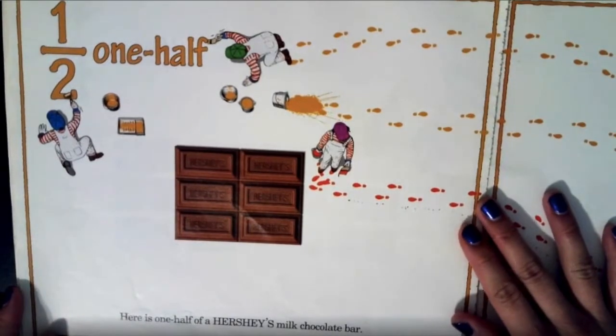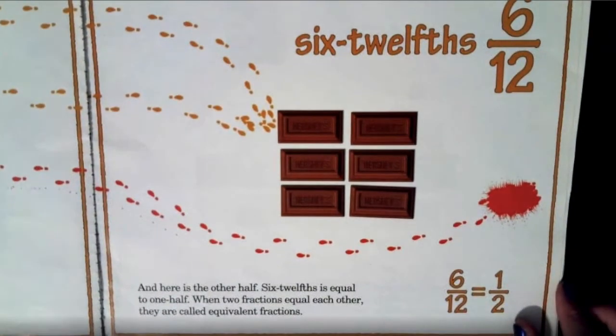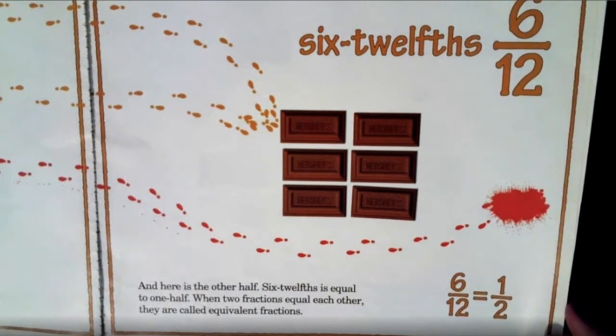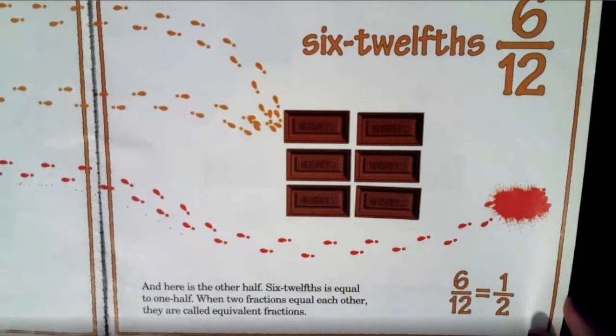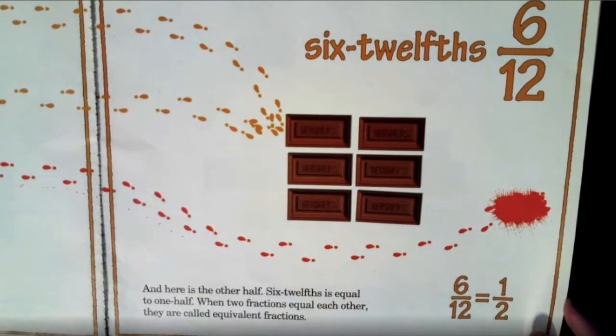1/2. Here is 1/2 of a Hershey's milk chocolate bar. 6/12. And here is the other half. 6/12 is equal to 1/2. When two fractions equal each other, they are called equivalent fractions.